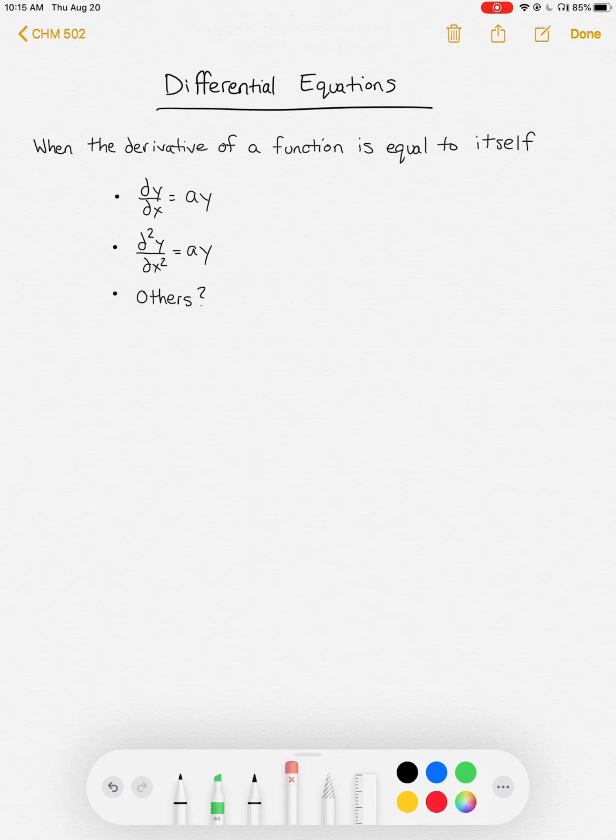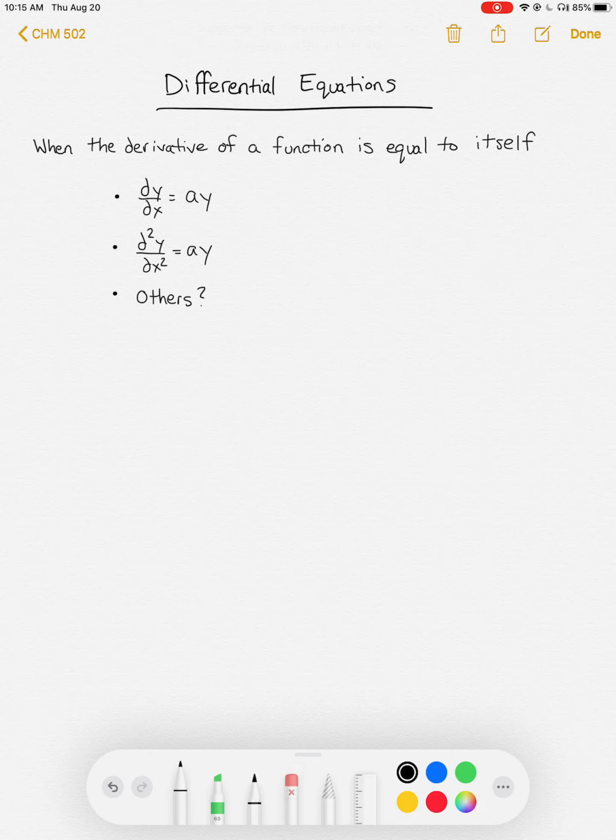In this review, we're going to cover differential equations in a way that's going to help us understand the Schrodinger wave equation, which is at the heart of quantum mechanics and is in fact a differential equation itself. So a differential equation is when you have a function, you take the derivative of that function and it's equal to the function itself. So for example, here I have a couple ones.